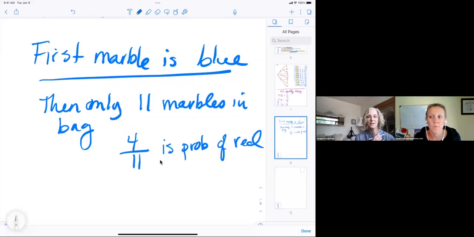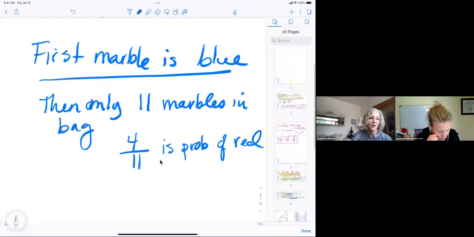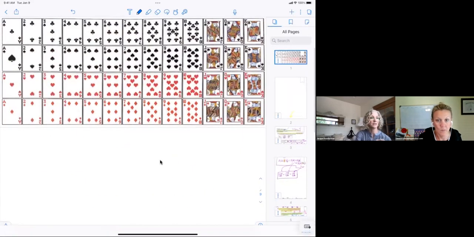I'm going to shift and take you into the next worksheet. So we will work on the other problems on the next meeting. So let's go ahead and go into the other worksheet, which has the deck of cards on the front.